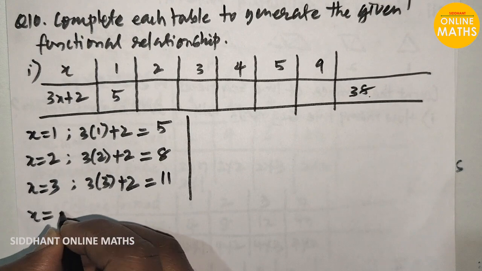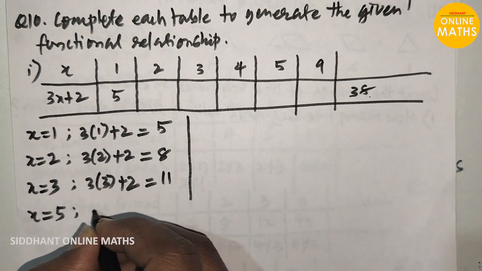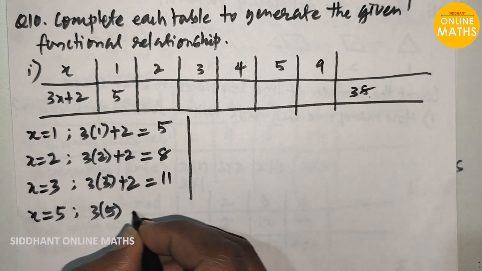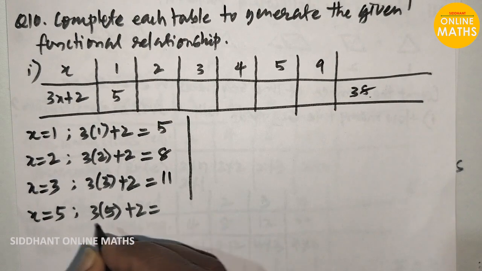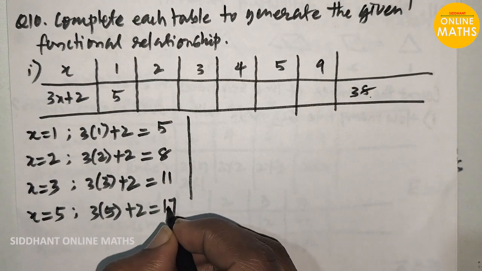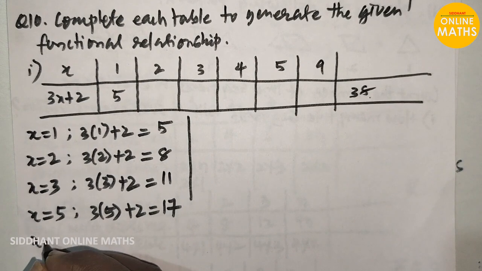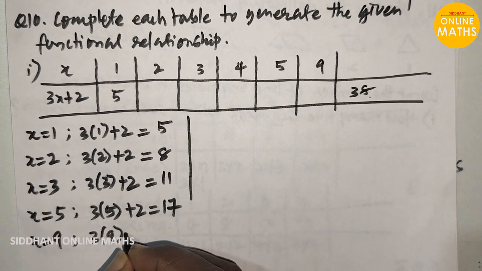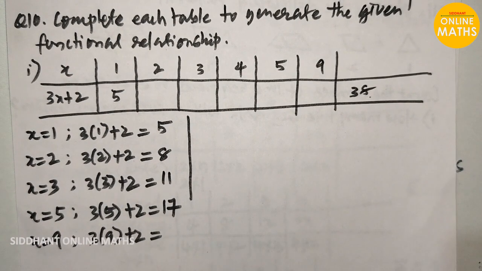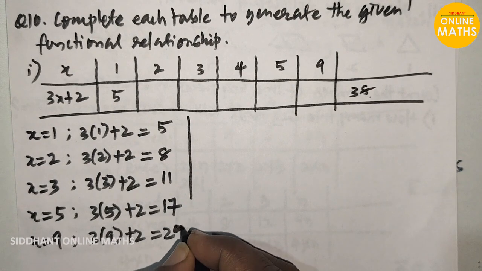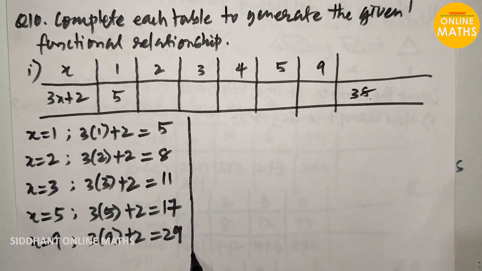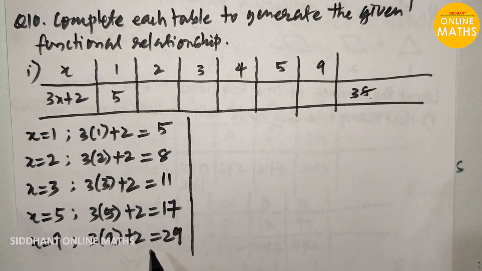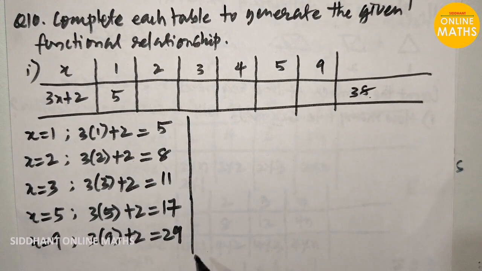If x is equal to 5, that means 3 into 5 plus 2, that is equal to 15 plus 2, that is 17. If x is equal to 9, then 3 into 9 plus 2, that is equal to 27 plus 2, that is 29. So this is the pattern 3x plus 2, and these are the outputs.